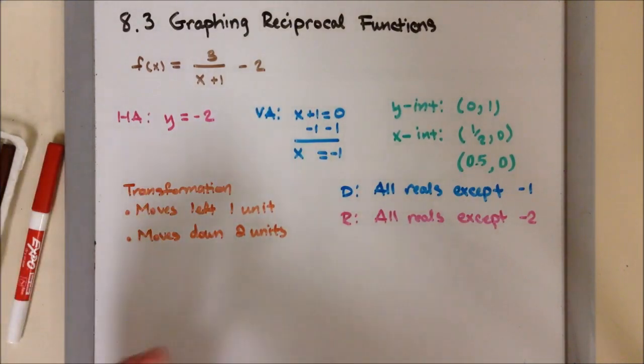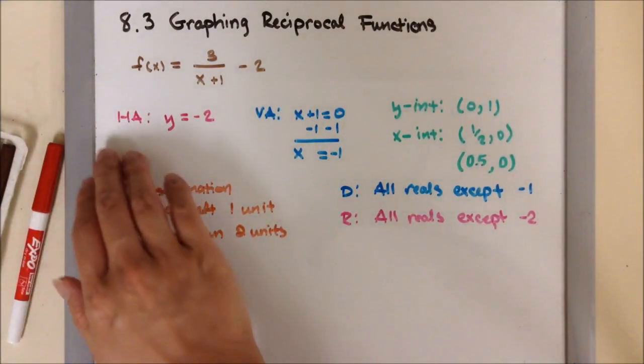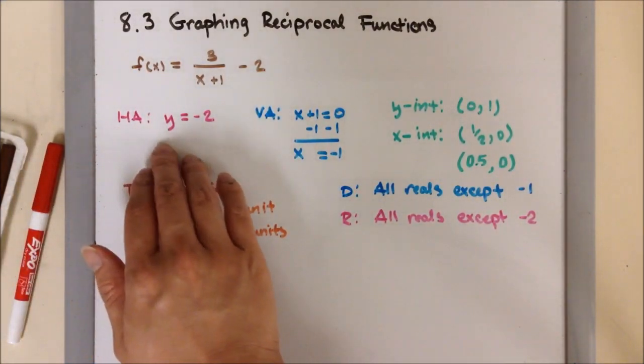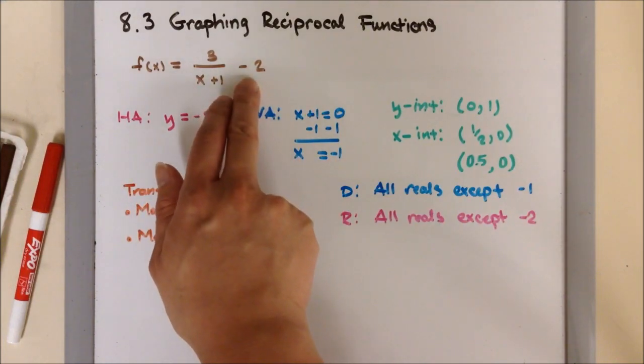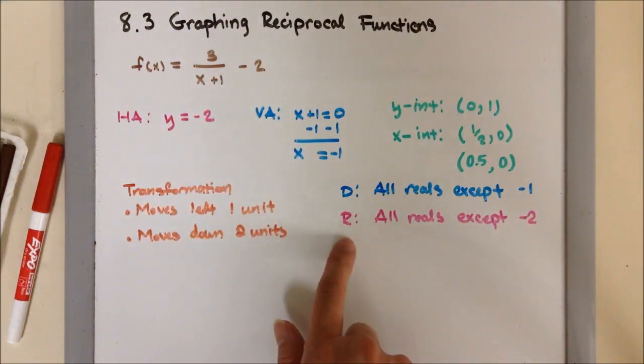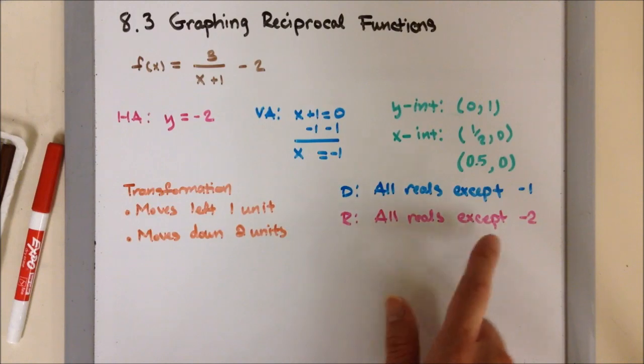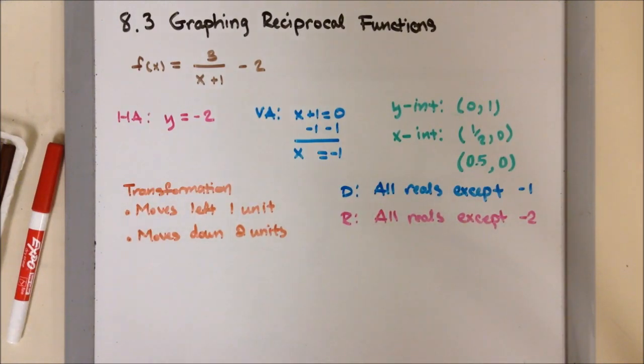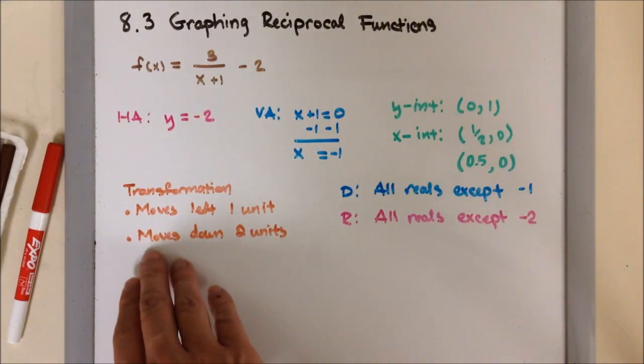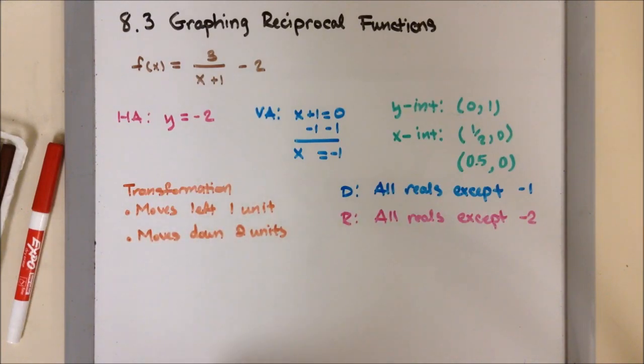Now just to review, the horizontal asymptote y equals -2 is connected to the number that's behind the fraction. It's also connected to my range where I stated all reals except for -2. And for transformation, we wrote moves down 2 units.